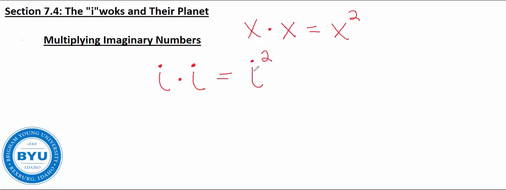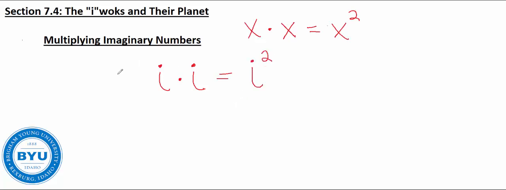Now, multiplication gets a little harder. Multiplication with imaginary numbers is not like our normal real numbers. And I'll show you why here right now. Let's say that we wanted to take i times i. So if we had to do that, just in normal algebra, if we took x times x, we would just get x squared. And that's true here too. When I take i times i, I get i squared.